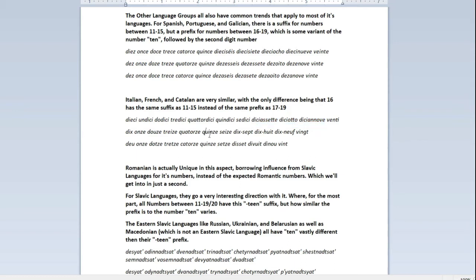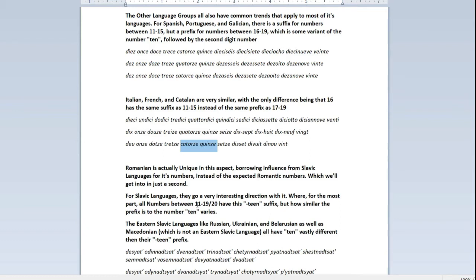Same here for French, right? Zed or Ze goes all the way up into 16, and then it's just 10-7, 10-8, 10-9. And then same exact thing for Catalan, same exact ZE suffix. There we go. So that is the vast majority of the Romance languages, or at least especially all the ones that are available in Google Translate.